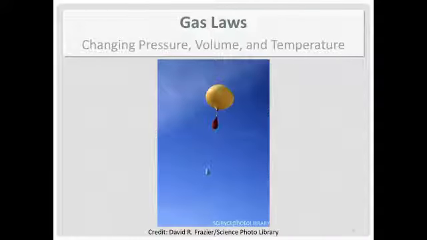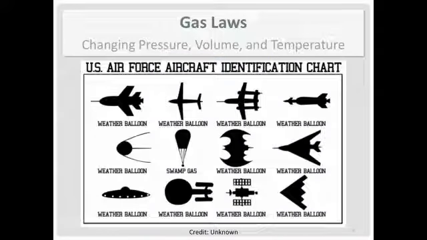A radiosonde is a device that you can attach to a weather balloon and then you release it. As it rises up in the atmosphere, it collects various meteorological data and then it transmits it back. Over the years, weather balloons have been mistaken for any number of things.